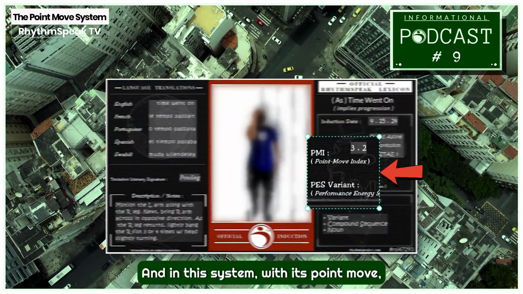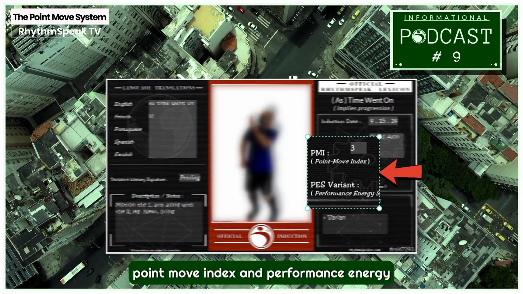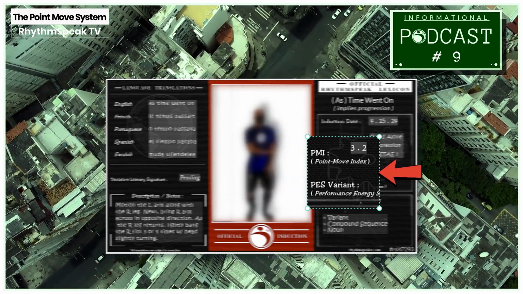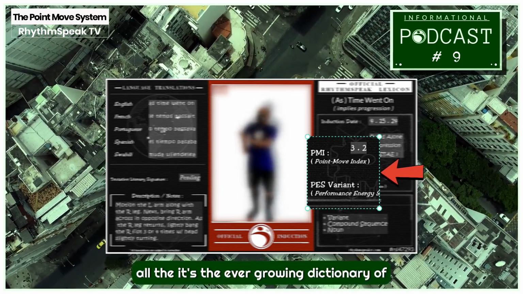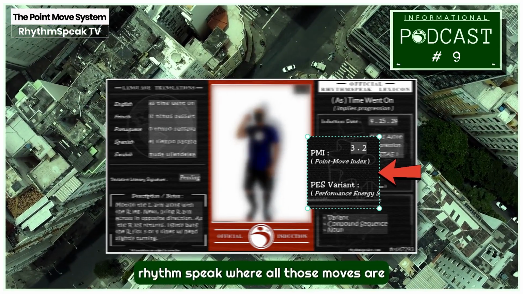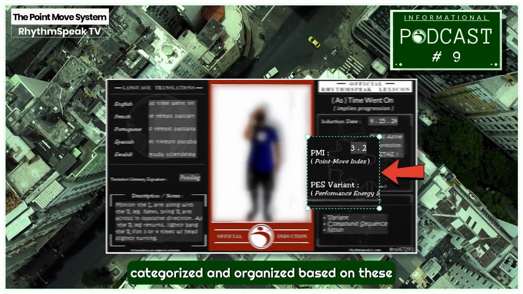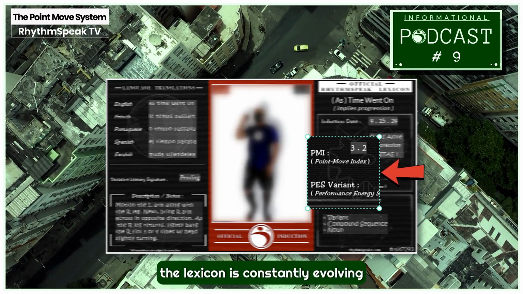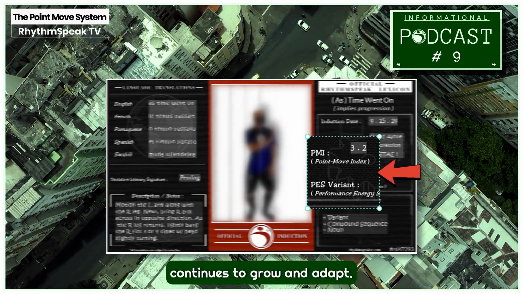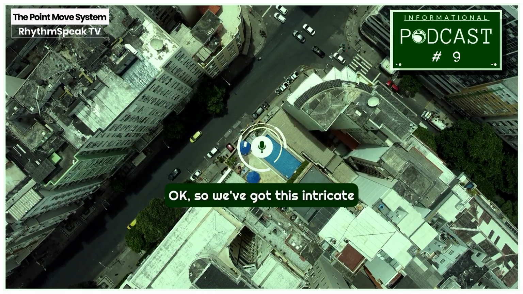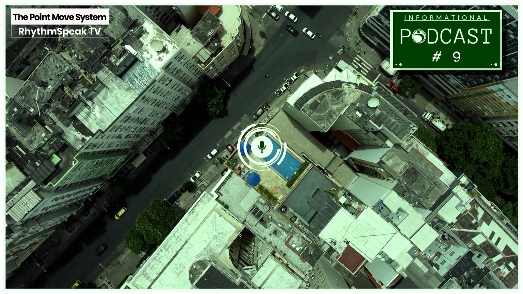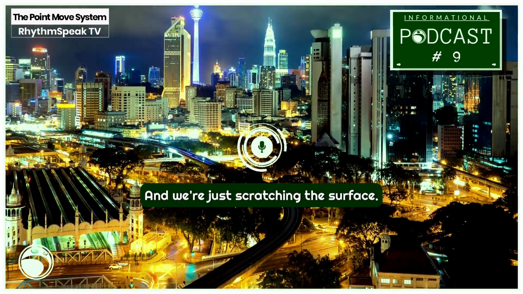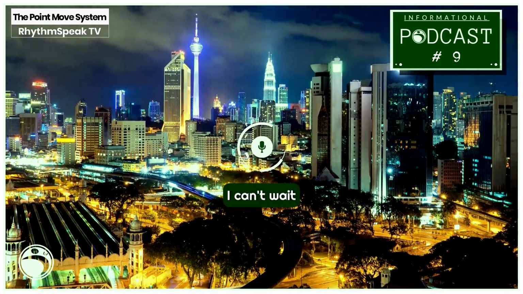This system, with its point move index and performance energy spectrum, forms the framework for the entire RhythmSpeak lexicon. The lexicon is the ever-growing dictionary of RhythmSpeak, where all those moves are categorized and organized based on these principles. It's constantly evolving as new moves are inducted and the language continues to grow and adapt. So we've got this intricate point move system, a lexicon that's always expanding, and a whole new way of thinking about movement and expression. And we're just scratching the surface. There's so much more to explore in the world of RhythmSpeak.